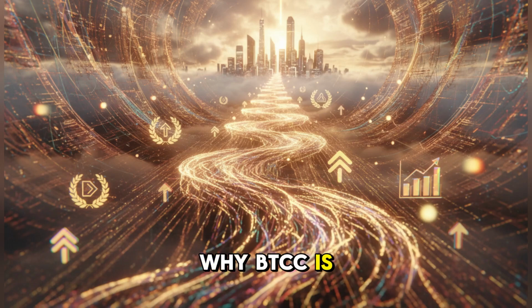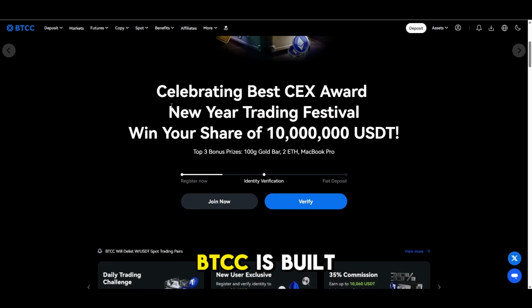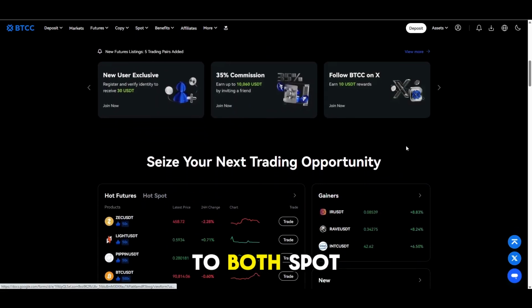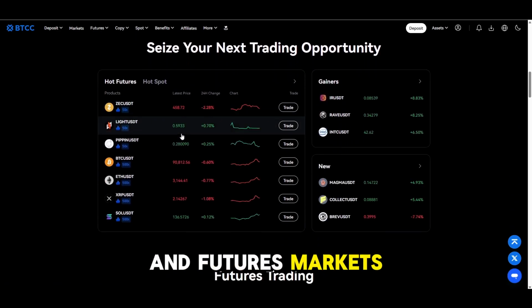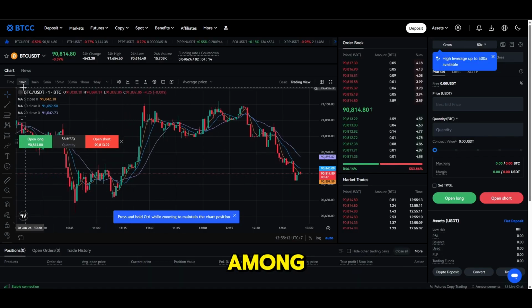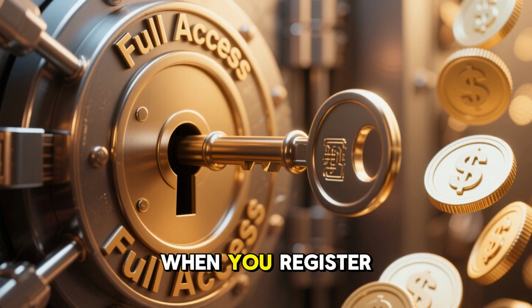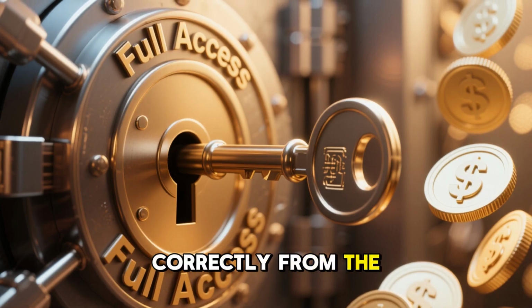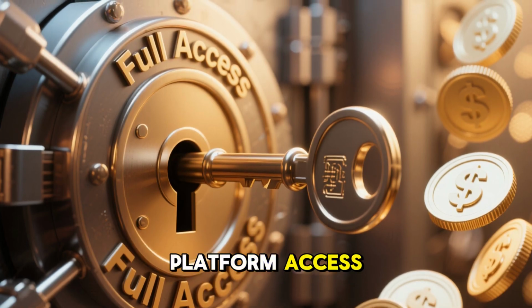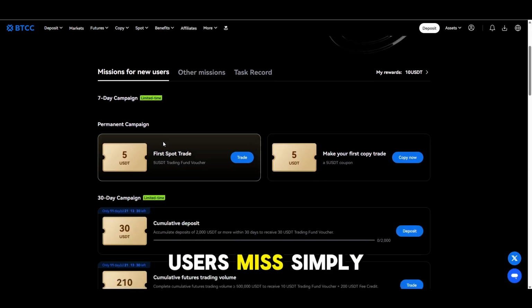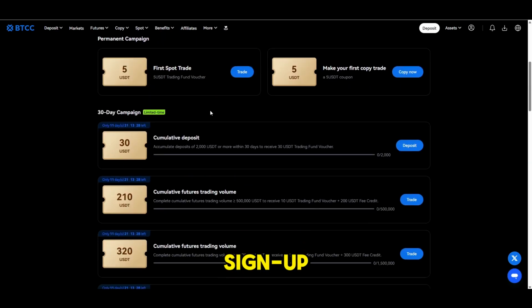Why BTCC is worth registering for. BTCC is built for traders who want fast execution and access to both spot and futures markets. It's especially popular among futures traders who care about efficiency and fees. When you register correctly from the beginning, you unlock full platform access, long-term fee savings, and promotional benefits that many users miss simply because they rush the sign-up.